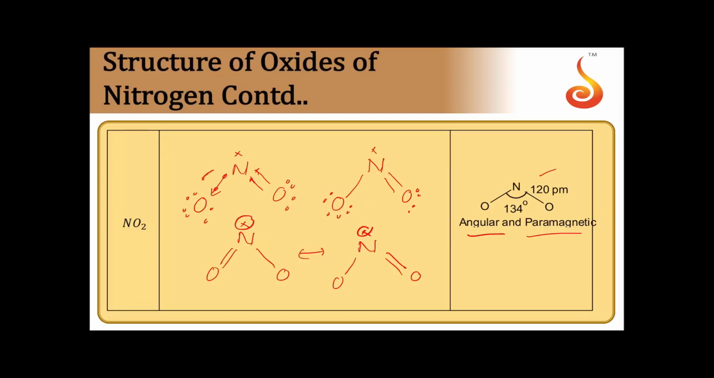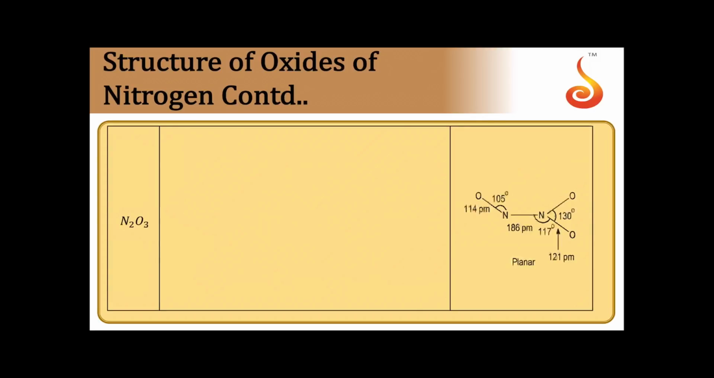So we have one coordinate covalent bond, and we have a double bond with another oxygen atom. This is the structure of nitrogen dioxide. Then comes nitrogen trioxide. This can be taken as the summation of nitric oxide plus nitrogen dioxide, because NO as well as NO2 both have odd electrons on the nitrogen atom. They are now getting paired up to form N2O3.